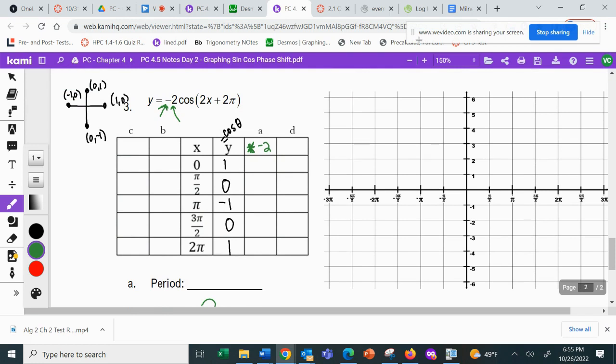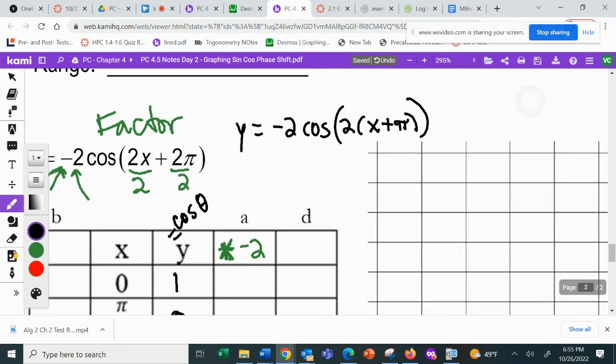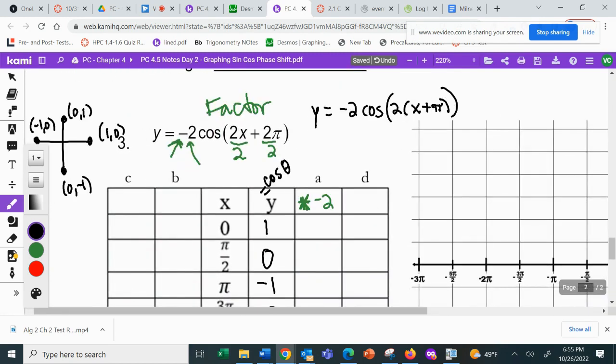Let's see, we come to a parenthesis next. So in our parenthesis, we've got 2x plus 2 pi. So what I have here is something that needs to be factored out. So we have to factor out 2. So my new equation, when I factor that out, is -2 cosine 2 parenthesis x plus pi, close parenthesis, close parenthesis. That's going to give me my B and C amounts, but remember they're opposite.